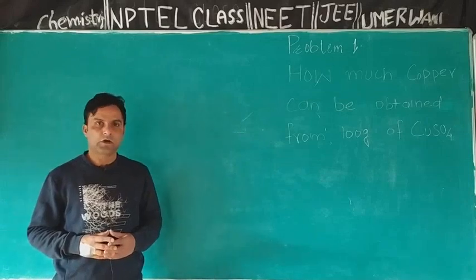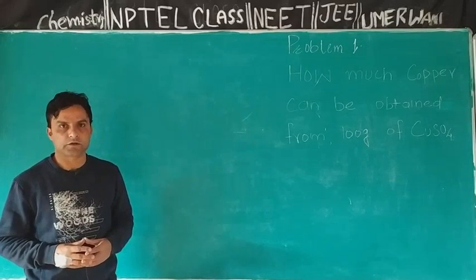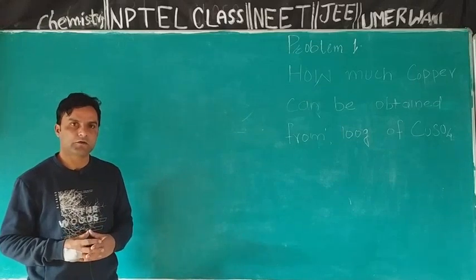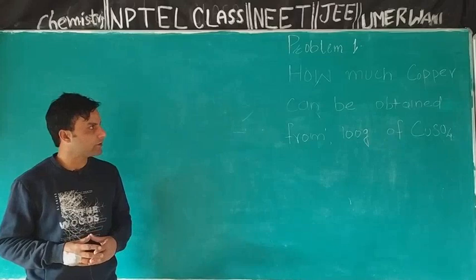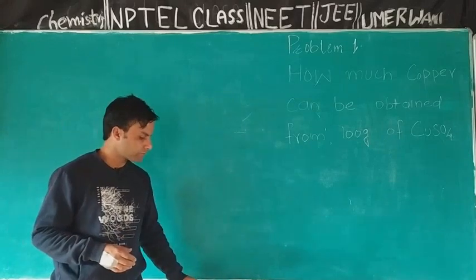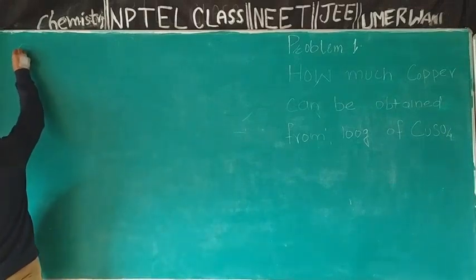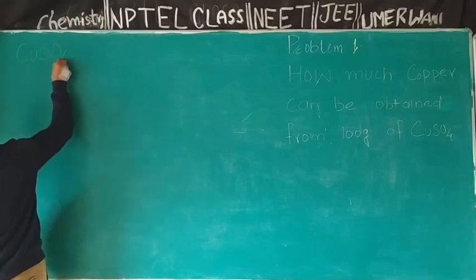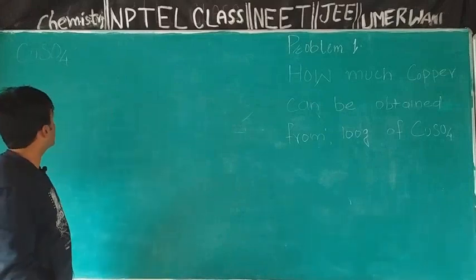So our problem is how much copper can be obtained from 100 grams of copper sulfate. We have 100 grams of copper sulfate and we have to calculate how much copper can be obtained from it. This problem is based on copper sulfate.